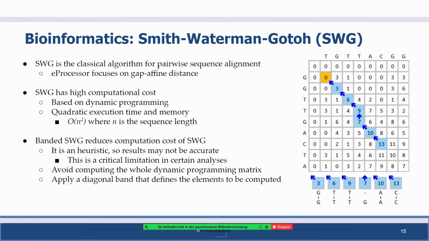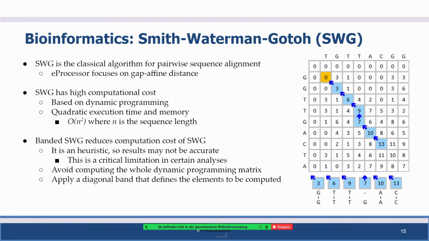So the first application is the Smith-Waterman algorithm. This is the classical algorithm for pairwise sequence alignment. And one of the issues of this algorithm is that it has a huge computational cost because it's quadratic in execution time and memory, quadratic regarding the sequence length. So there is a banded version of this algorithm, the banded Smith-Waterman algorithm.